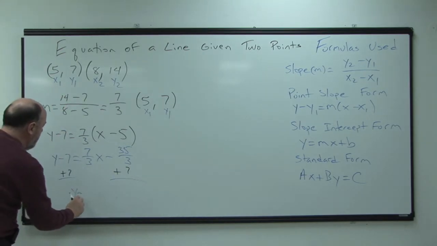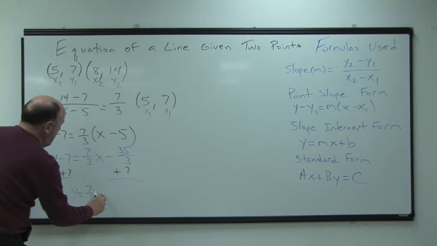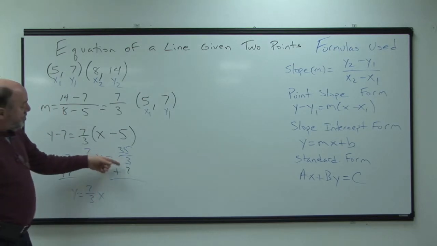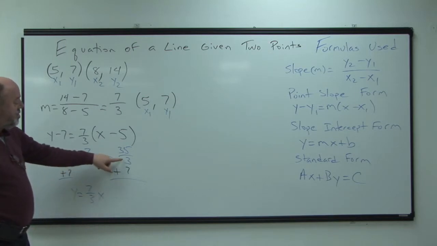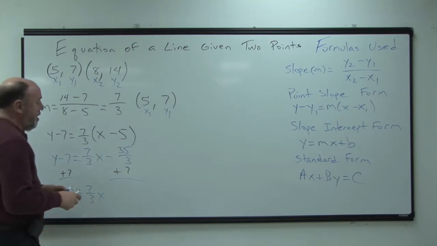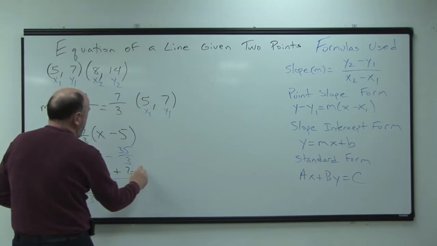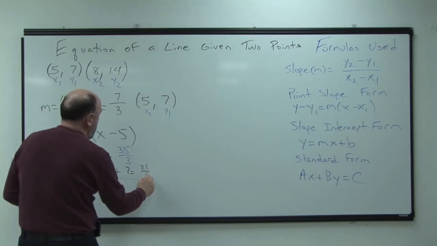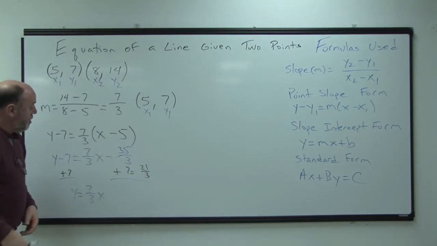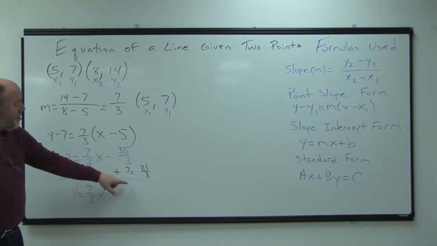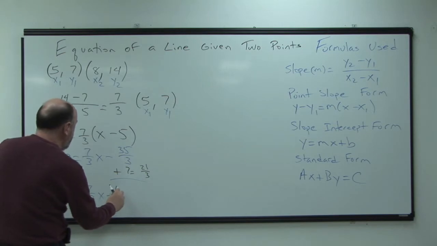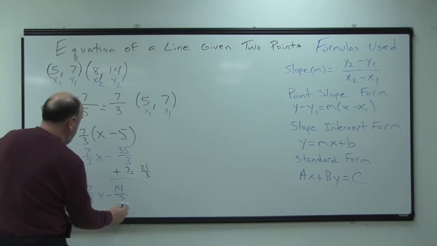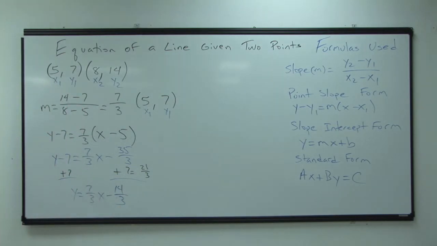So we get y equals 7/3 x. Well, in order to either add or subtract fractions, we need to have a common denominator, which in this case will be 3. And so the 7 we can rewrite as 21/3. So we have a minus 35/3 plus 21/3, and we end up at a minus 14/3. And so that gives us the equation now in slope-intercept form.